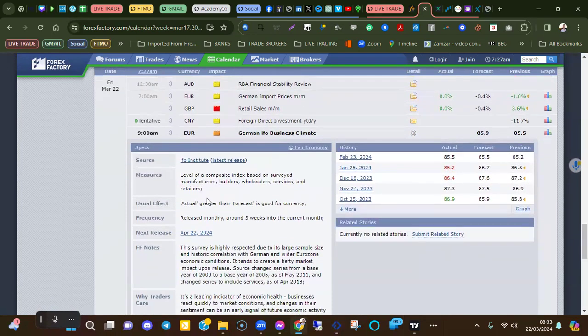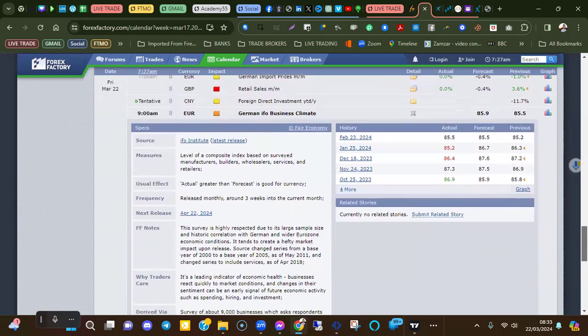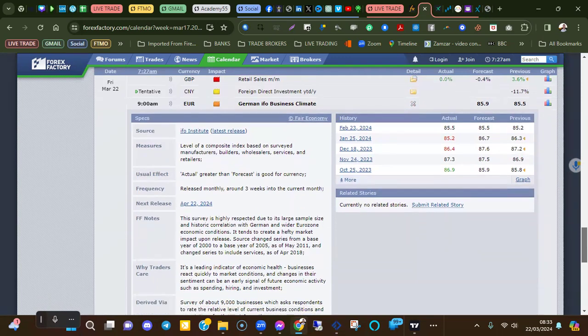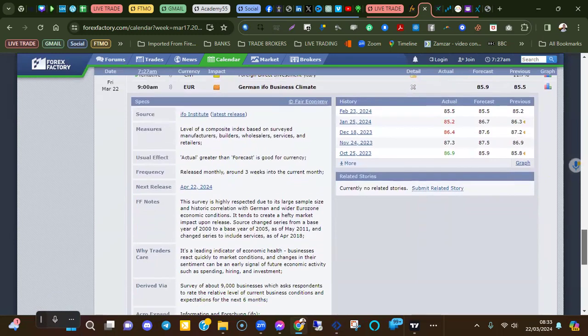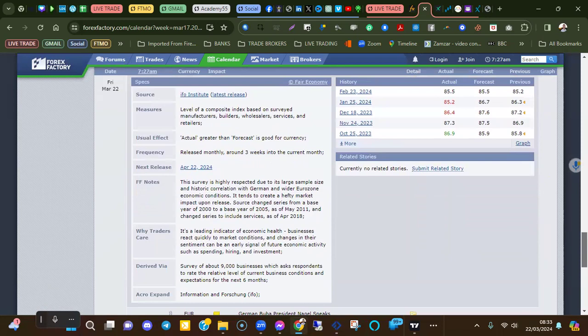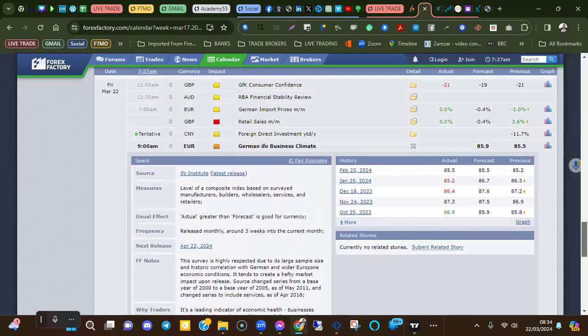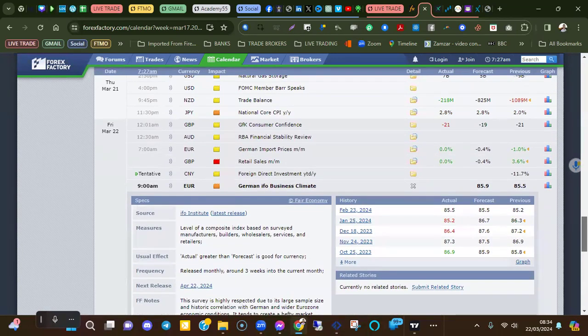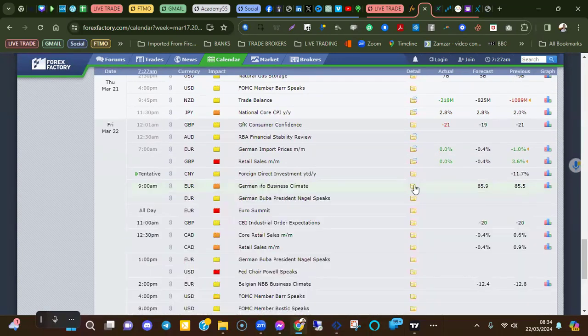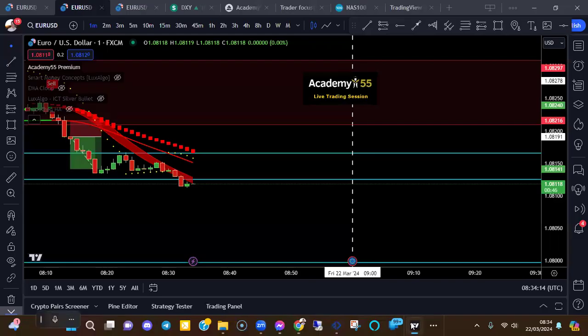It's a level of composite index based on surveyed manufacturers, builders, wholesalers, services, and retailers. But it's only German, so it's only one small part of the euro. But although the German financial authority is the biggest in Europe, that tells you all about what that is. So you can disseminate that later on today. Let's go back to the charts where we should be.